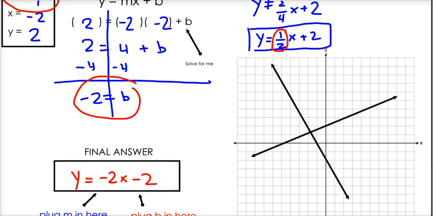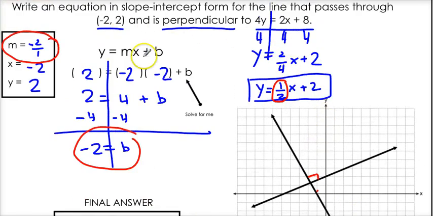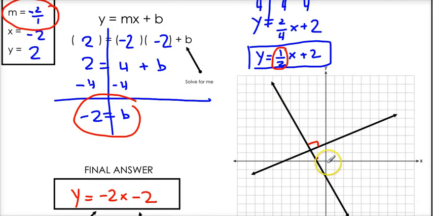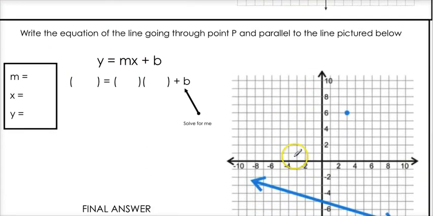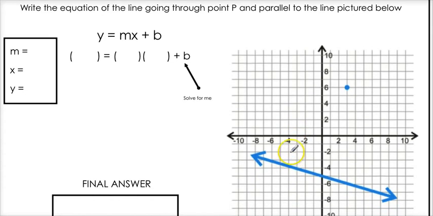Okay, if you did this correctly, you should have something that looks like this. And let's check. Does that look perpendicular? Well, that does look like a 90-degree angle. So I think we did this perfectly. Second, we should check. Does it go through point negative 2, 2? Negative 2, 2 is right here. So yes, we did it correctly. All right. Let's give another one a shot.